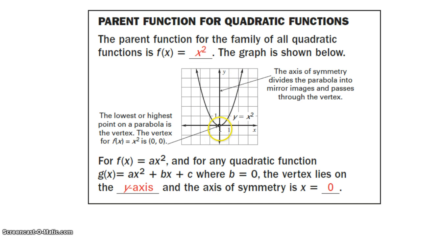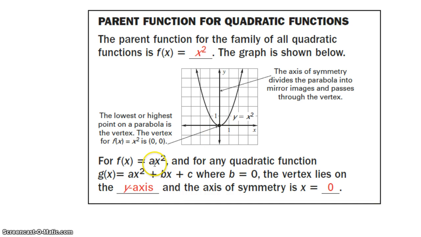Down here, the lowest point on this one, because it's positive, is the vertex at (0, 0) right here. Along the y-axis, this just happens to be the axis of symmetry. We will talk more about axes of symmetry as we get further into this topic.